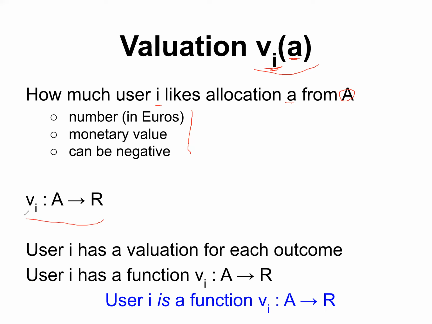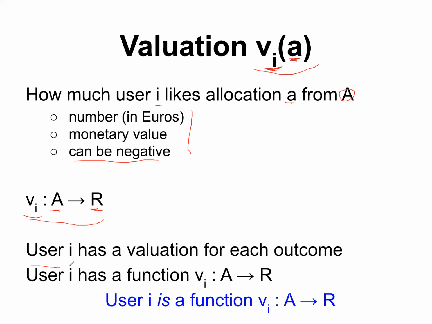And here I'm saying that this valuation is a function from the set of all outcomes into the set of real numbers. The valuation can be negative. So the user may be unhappy about an allocation. Maybe the user gets an unfavorable resource, or maybe is asked to pay too much for the resource. But anyway, the valuation is a function which shows how much the user i likes an allocation A.